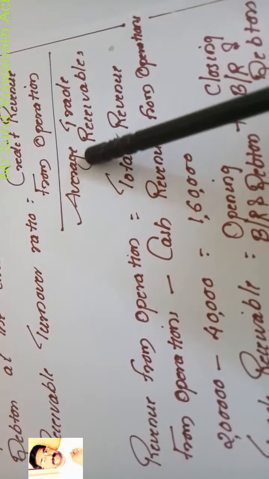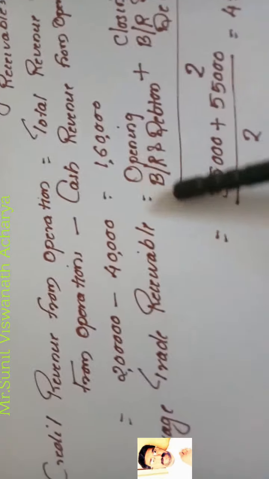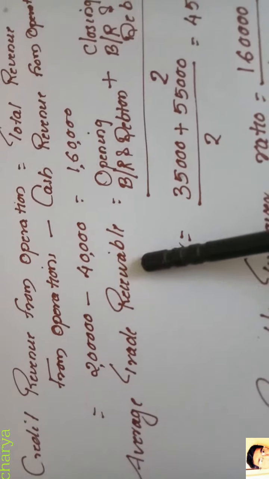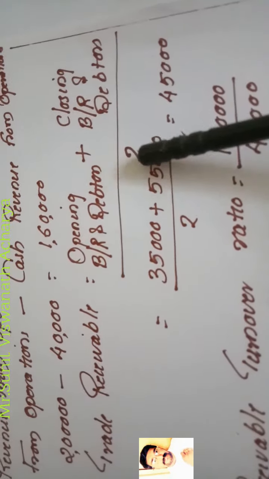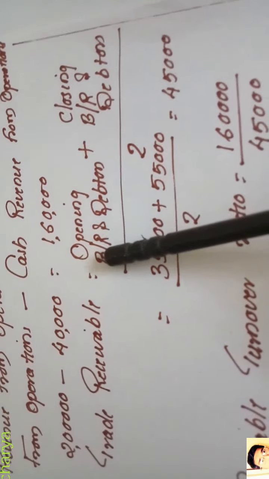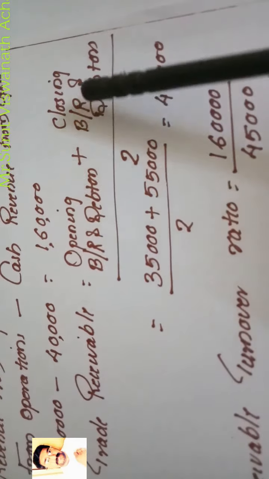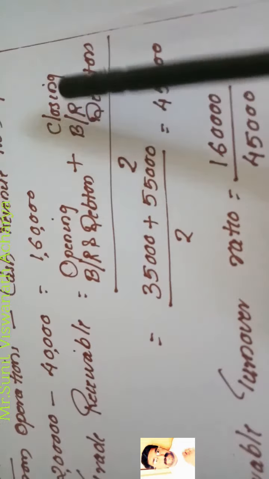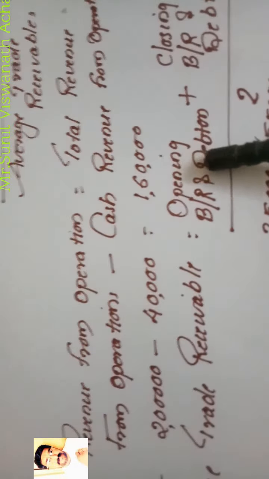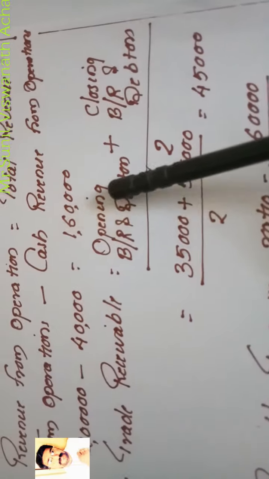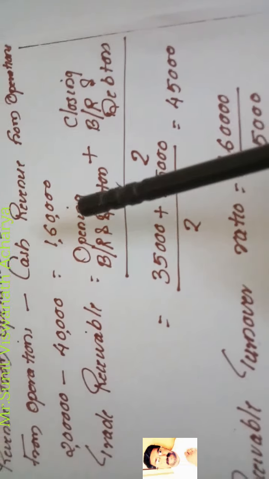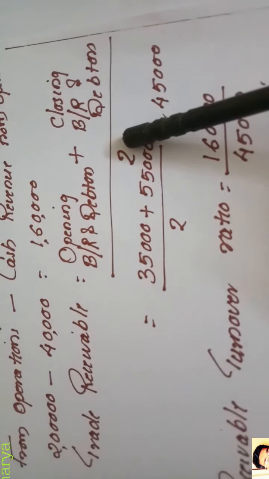Now second, in the equation we need average trade receivable. We know average trade receivable is equal to opening trade receivable plus closing trade receivable divided by 2. Trade receivable, two items will come normally, bills receivable and debtors. So opening bills receivable and debtors plus closing bills receivable and debtors. If in the question both debtors and bills receivable are given, both we have to take. But in the question debtors only given, that means we have in the trade receivable only one item, that is debtors. So opening debtors plus closing debtors divided by 2.